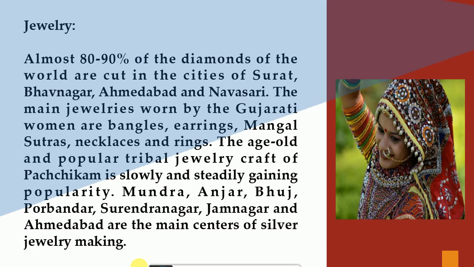Jewelry. Almost 80 to 90% of the diamonds of the world are cut in the cities of Surat, Bhavnagar, Ahmedabad and Navsari. The main jewelries worn by the Gujarati women are bangles, earrings, mangalsutras, necklaces and rings. The age-old and popular tribal jewelry craft of Pakikam is slowly and steadily gaining popularity. Mundra, Anjar, Bhuj, Porbandar, Surendranagar, Jamnagar and Ahmedabad are the main centers of silver jewelry making.